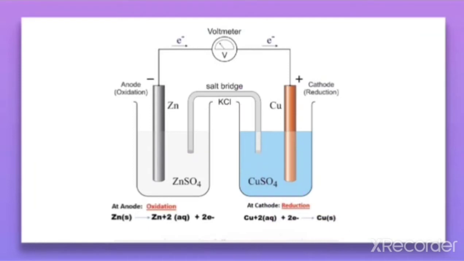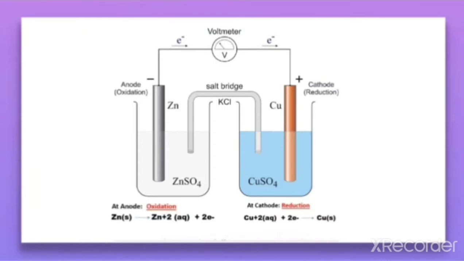So that is the construction here, and a voltmeter is used in order to identify any deflection. Any deflection in the voltmeter shows the formation of current, so we can identify whether current is formed or not with this voltmeter. So let us discuss the working of the galvanic cell.